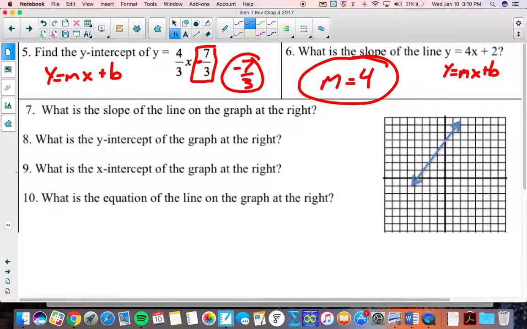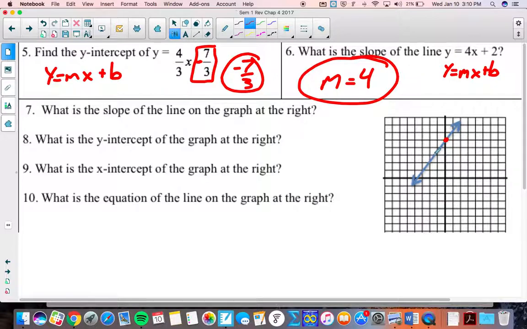What is the slope of the line on the graph at the right? To find slope, we need to know the steepness of the line. To find the steepness of the line, we need to specifically look between 2 points that we can clearly identify, the points that it goes through.